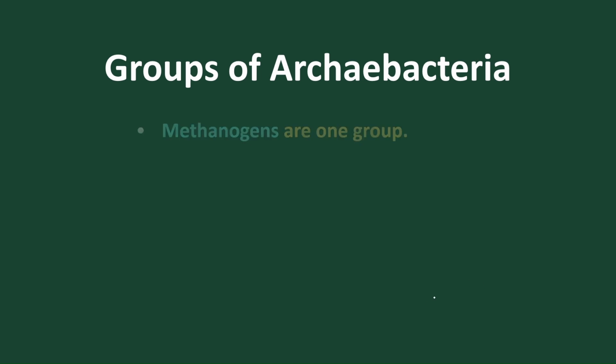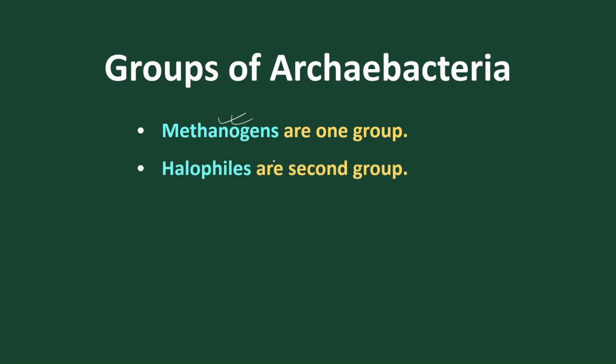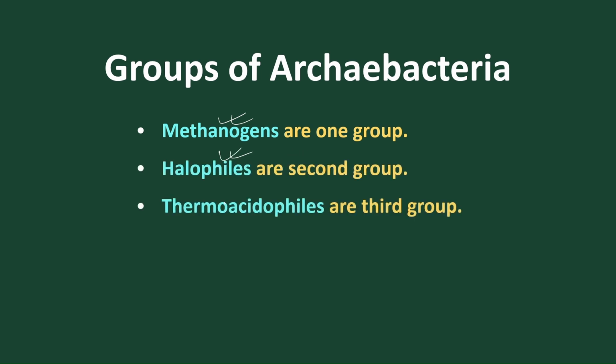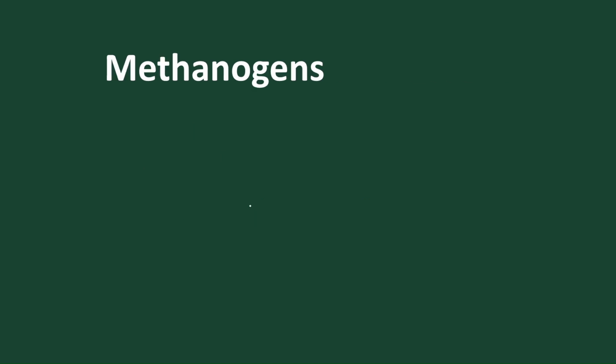So what are the different types of Archaebacteria? One is called Methanogens, the methane producing bacteria. Then Halophiles, which survive in salty areas, saline water. And Thermoacidophiles, which live at high temperature and low pH, acidic conditions. So these are the three groups of Archaebacteria.